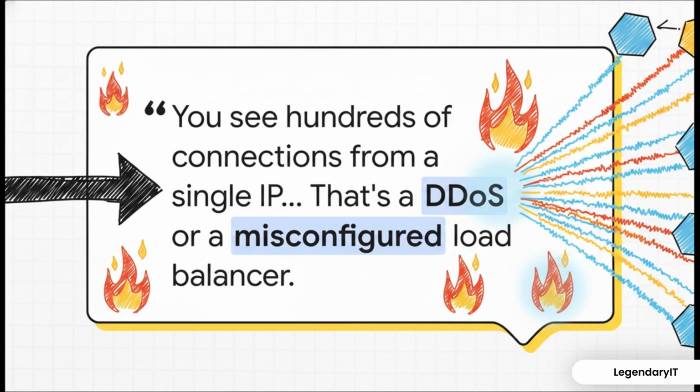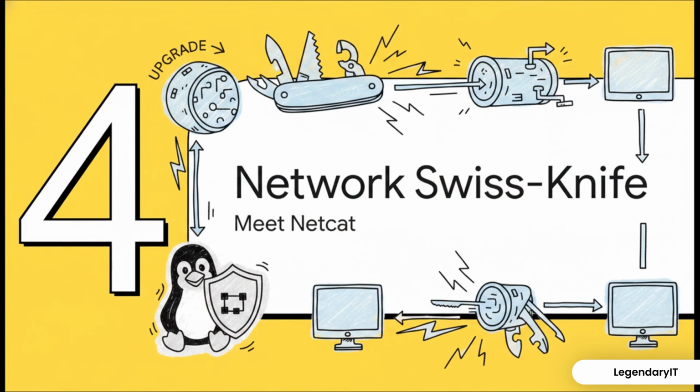And bam! This is the payoff. The output from ss is immediate, and the problem just leaps off the screen. You see a massive wall of connections, all coming from the same IP address. That's not normal traffic. That's either a denial of service attack, or maybe a load balancer that's gone haywire and is stuck in a loop. In just a few seconds, ss didn't just tell us there was a fire, it pointed us right to the arsonist.